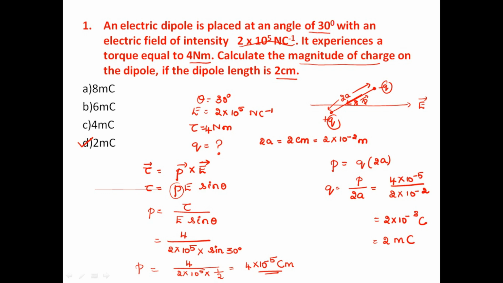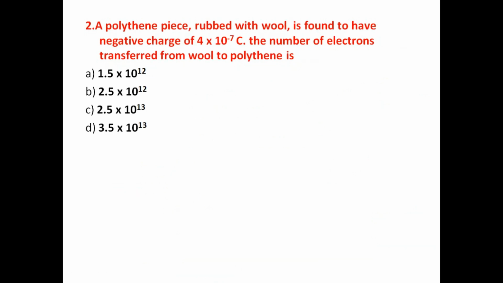We'll move on to the next question. A polythene piece rubbed with wool is found to have negative charge of 4 into 10 to the power of minus 7 coulomb. The number of electrons transferred from wool to polythene is.